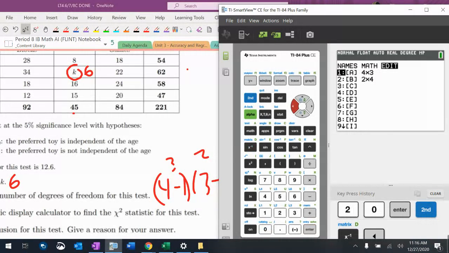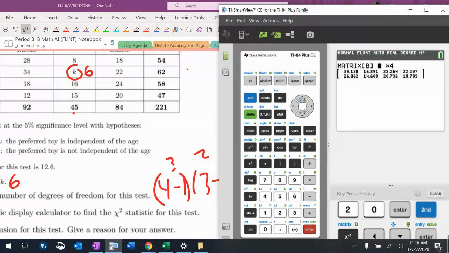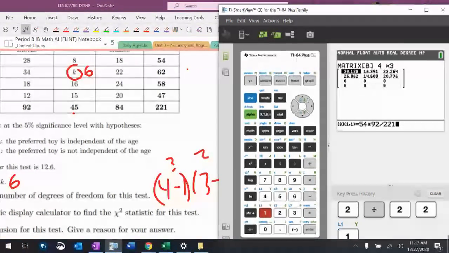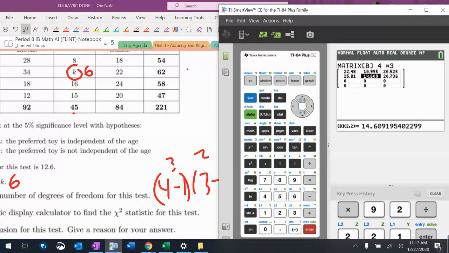I get my expected frequencies. So I'm going to edit matrix B, make it a 4 by 3. Okay, row total times column total divided by grand total. 54 times 92 divided by 221. 54 times 45 divided by 221. 54 times 84 divided by 221. 62 times 92 divided by 221. 62 times 45 divided by 221. 62 times 84 divided by 221.